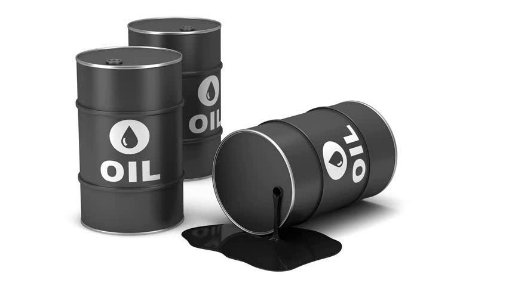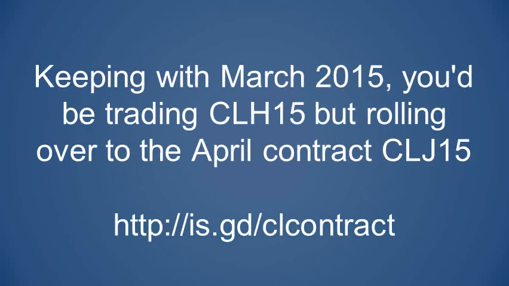Now, most traders that I speak with will either change contracts on the rollover or will trade the front month the next day. Now, another popular futures instrument to trade is crude oil, or CL. Now, instead of quarterly, crude oil rolls on a month-to-month interval. So keeping with March 2015, you'd be trading CLH15, but rolling over to the April contract, which is CLJ15, in the following manner.